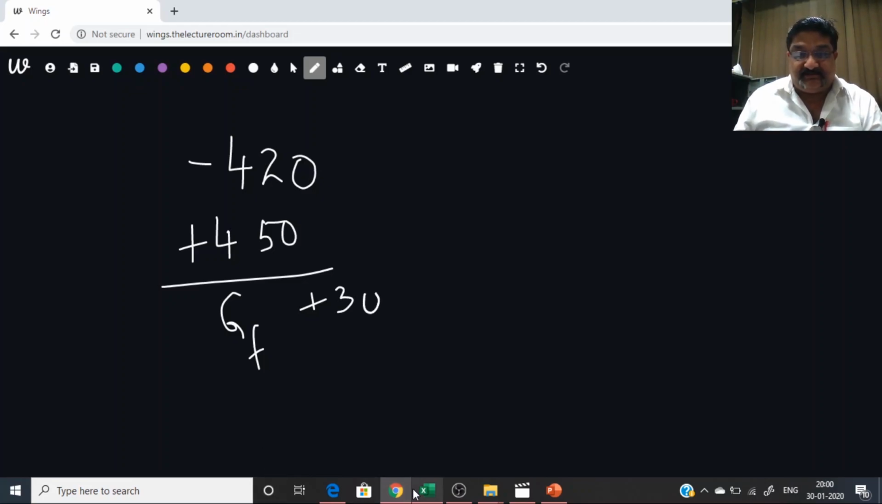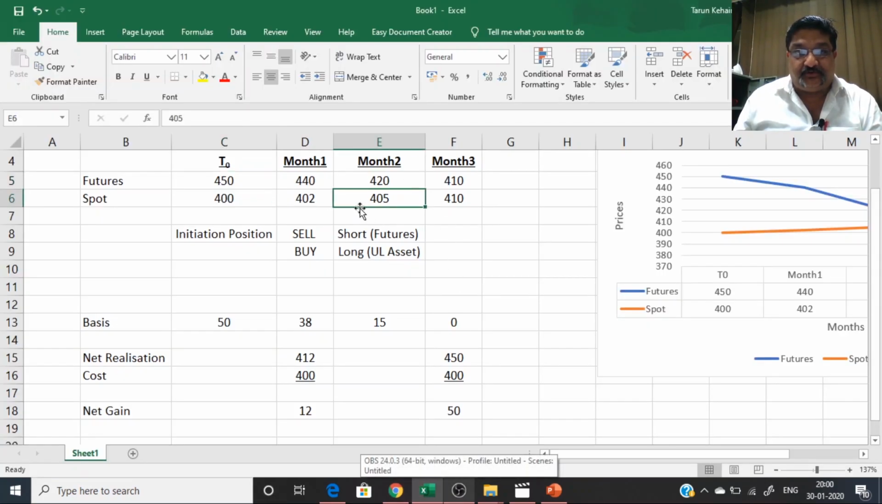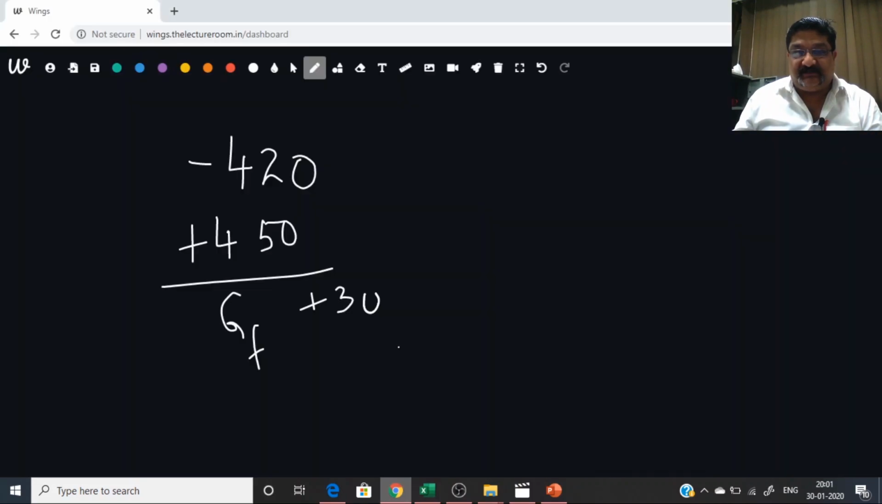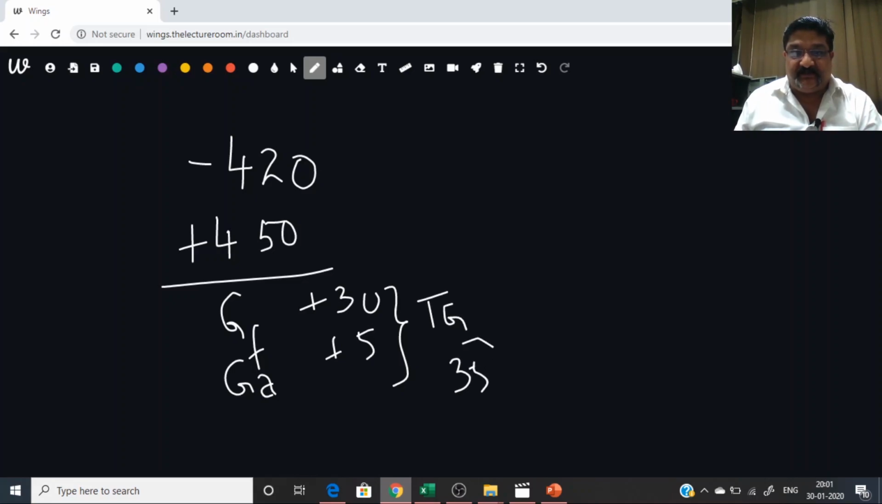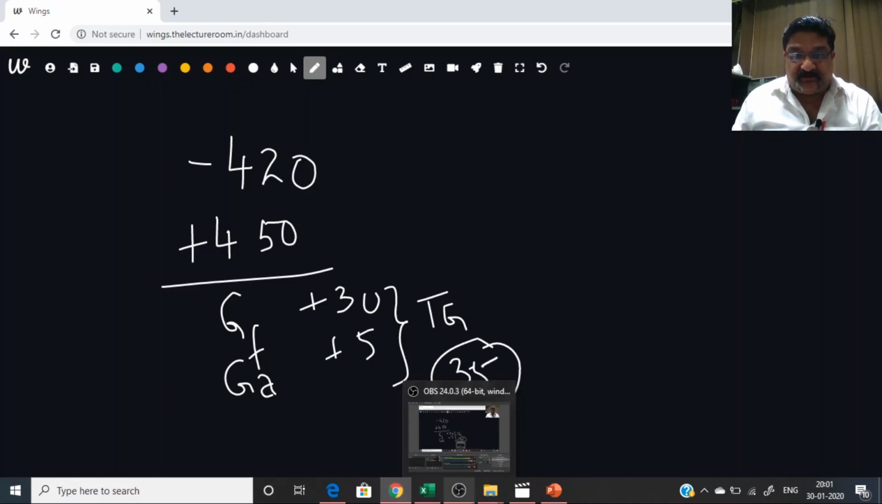Plus, mind you, ladies and gentlemen, at month 2, the asset which he has bought at 400, he is now able to sell in the spot market at the end of month 2 at 405, which means he also makes a gain of 5 on the underlying asset. So the gain on the underlying asset is 5. Now if you look at his total gain, the total gain comes to 35 rupees that he has made on the contract, right? Now let's go back to the graph.